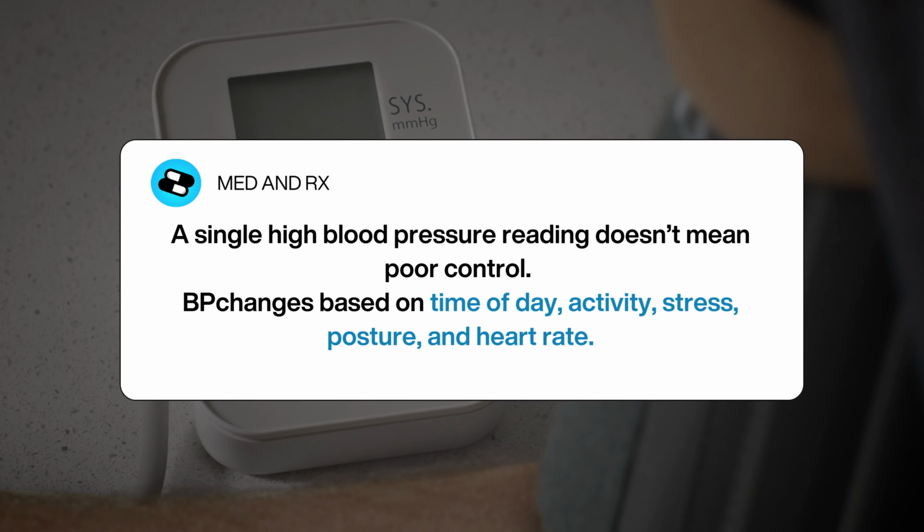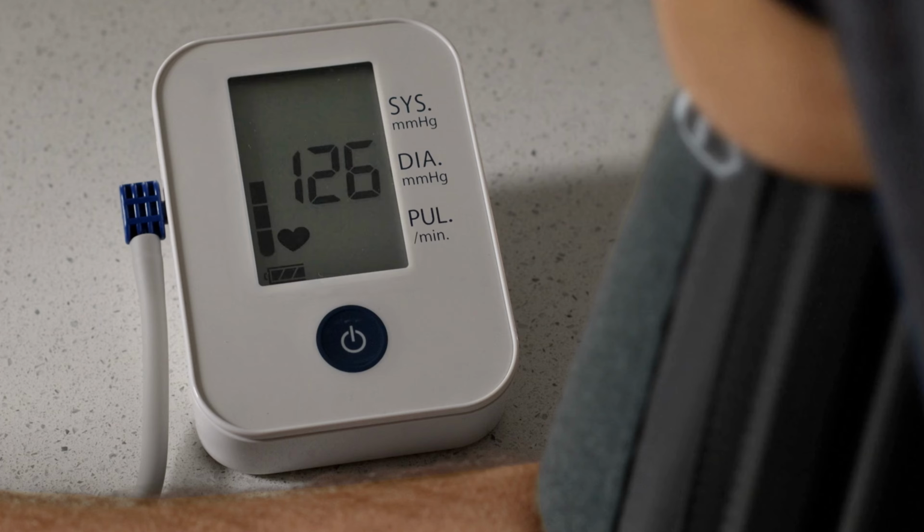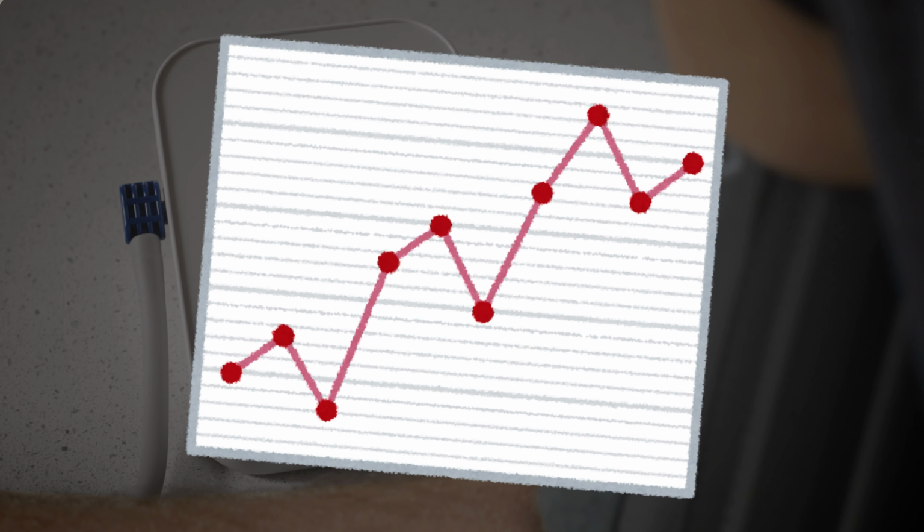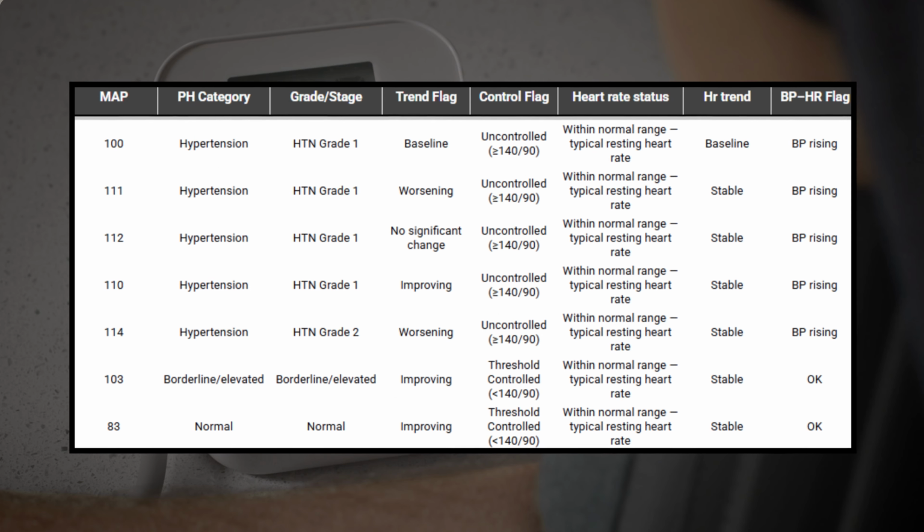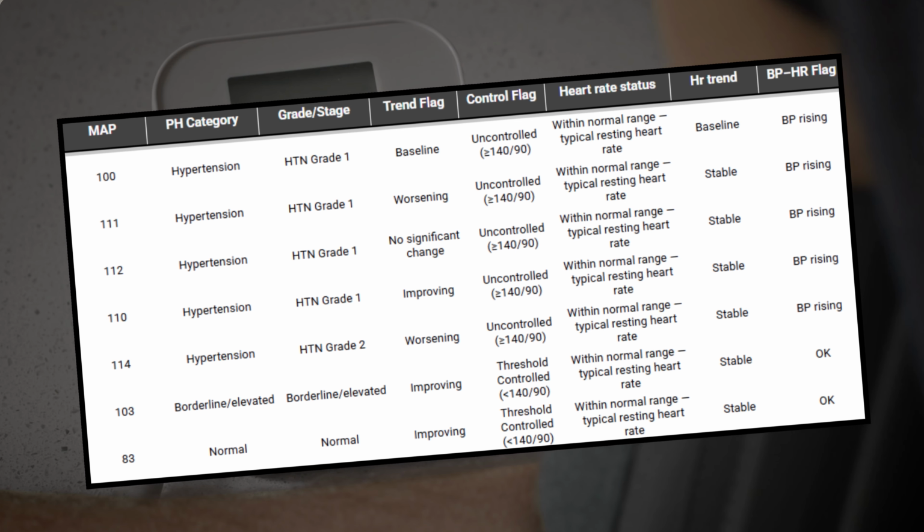A single high blood pressure reading doesn't mean poor control. Blood pressure naturally changes based on time of day, activity, stress, posture, and heart rate. That's why doctors don't make decisions from just one reading. They look at the patterns over time. Once you enter the values, the sheet will automatically do the clinical analysis for you.